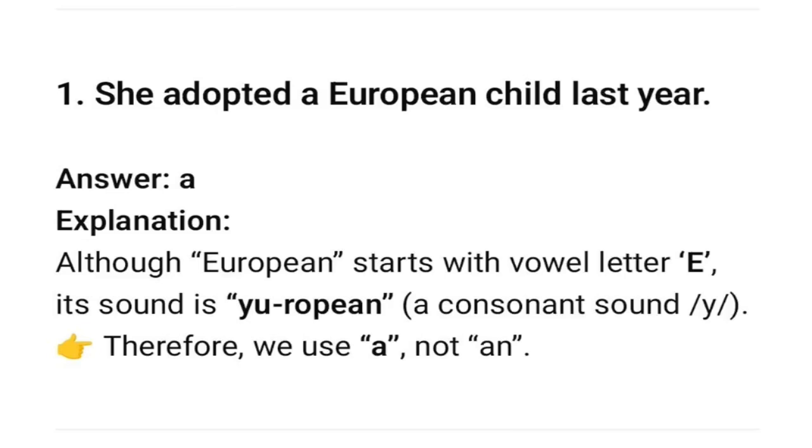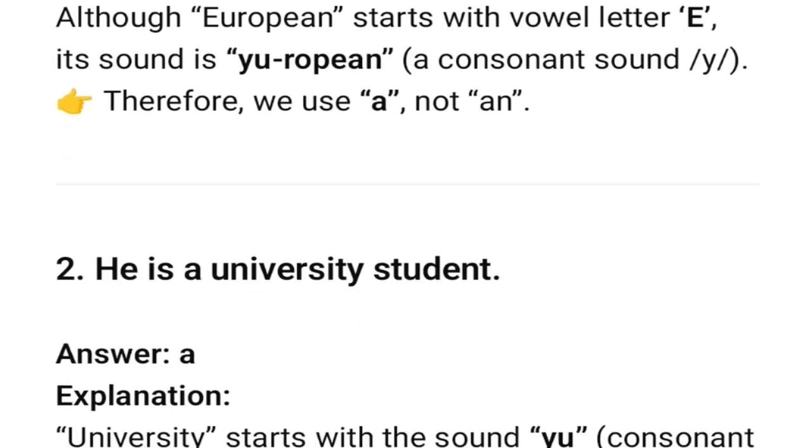Why a? Because although European starts with vowel letter E, its sound is European, which is a consonant sound Y, year. Therefore we use a, not an, because it is coming with a consonant sound year. So we are using article a over here. Hence a European will be the answer. She adopted a European child last year, and not an European. A European because of the consonant sound year.